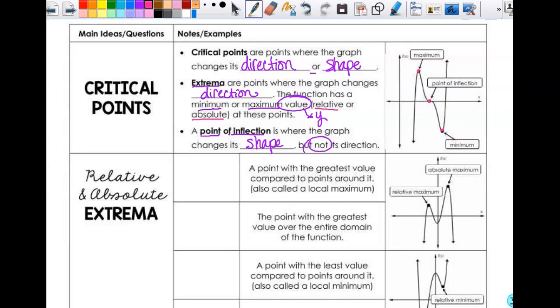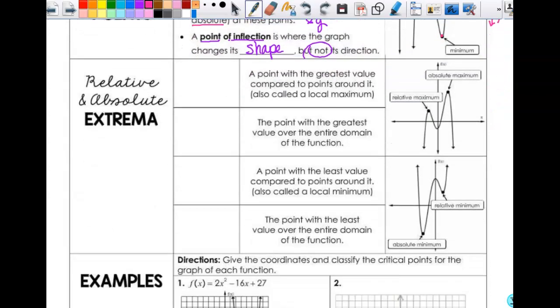One of the graphs you have definitely seen with points of inflection is a cubic. It looks like this. That's your point of inflection. So it changes its shape, but not its direction. We're still heading in the same direction. So let's talk about the relative and absolute extrema.